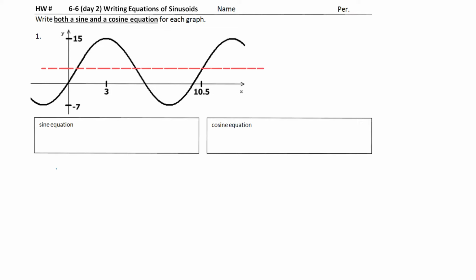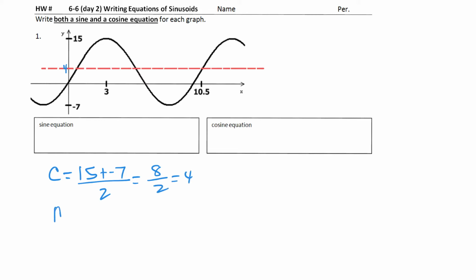So I know C is going to be the average of the maximum 15 and the minimum -7. So I'm going to add 15 and -7 together and then divide that by 2. So that is 15 plus -7 is 8. 8 divided by 2 is 4. So I can see that this is at 4.